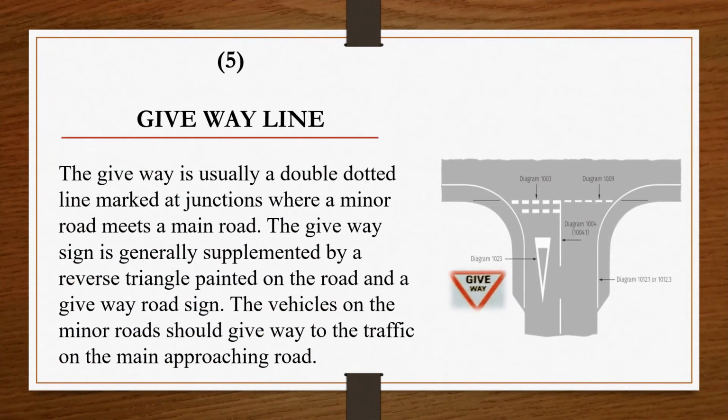5. Give way line. Students, see the given image. The give way line is usually a double dotted line marked at junctions where a minor road meets a main road. The give way line is generally supplemented by a reverse triangle painted on the road and a give way road sign. The vehicles on the minor roads should give way to the traffic on the main approaching road.